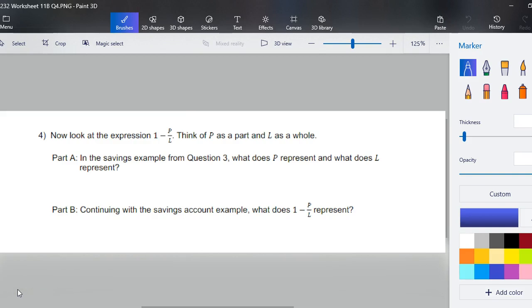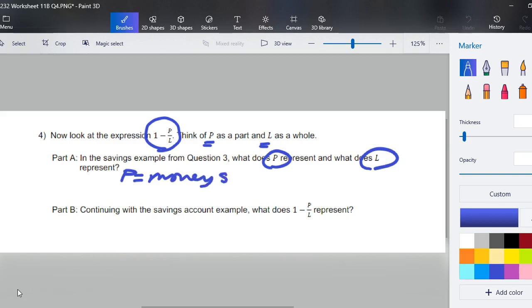So delving a little bit more into this formula before you see it in class, it says now let's look at this expression and think of P as a part and L as a whole. In the savings example from question 3, what does P represent and what does L represent? Well, P, it's the money that I spent. It's the part of the savings, that part that I spent. And L, well, that was the whole amount in my savings.